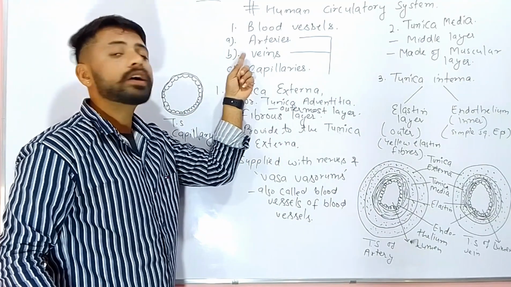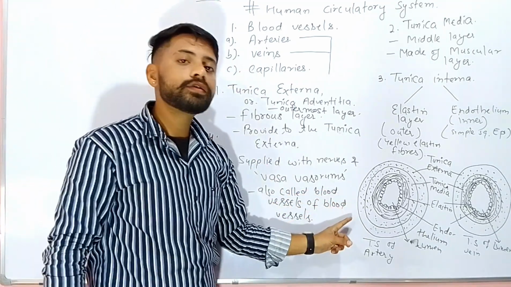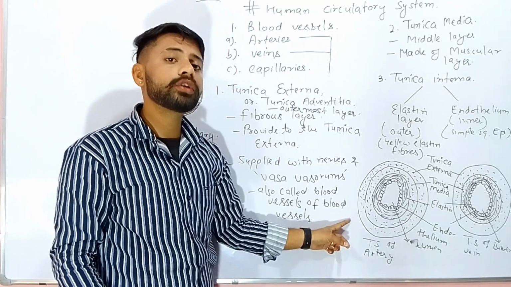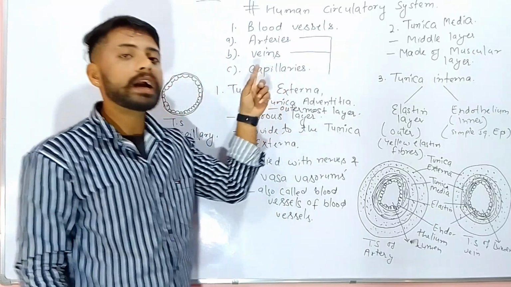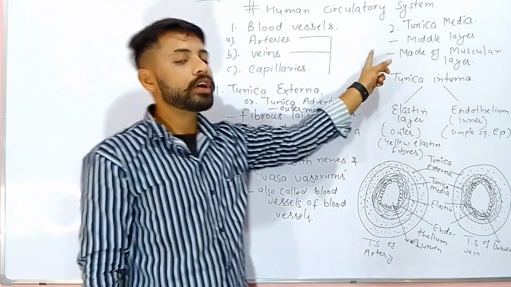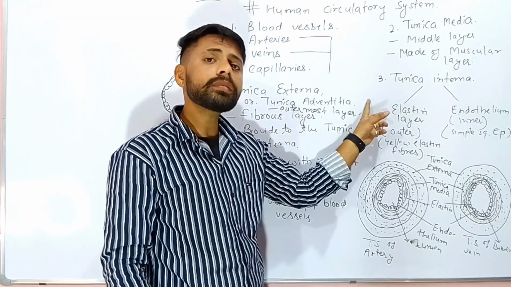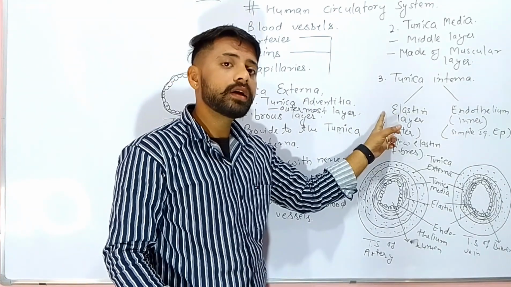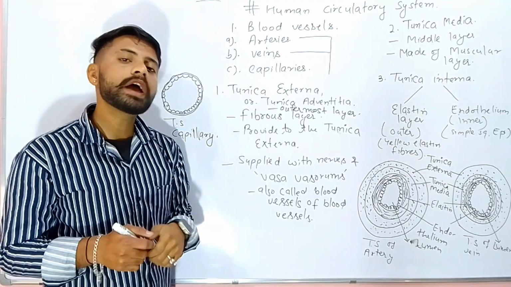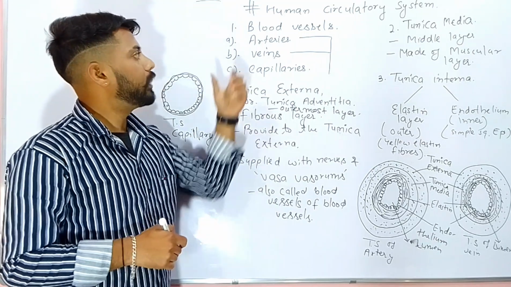So now we will take the comparison between the arteries and veins in a detailed manner. Structurally, there is a difference in the thickness of the layers, and we have discussed the three most important layers in the structure of the arteries and veins. The outermost layer is the tunica externa, inner to it the tunica media, and the innermost layer is the tunica interna, which is made up of two sublayers, the elastin layer, which is made up of yellow elastin fibers, and the endothelium, which is made up of the simple squamous epithelium.